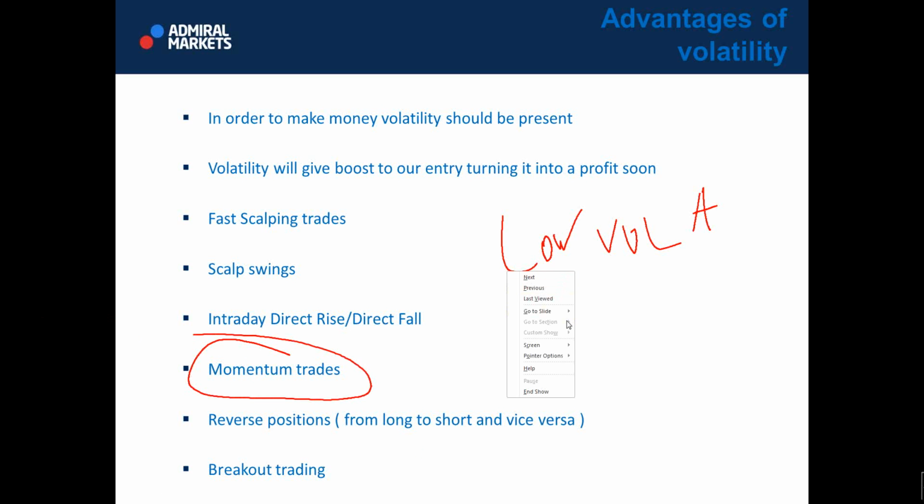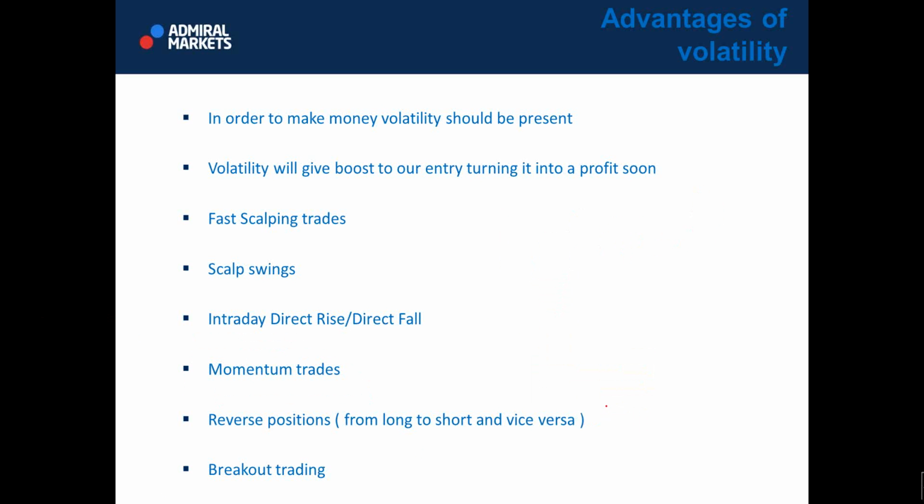Reverse positions from long to short and vice versa. If you take a long at the support, but you suddenly see that the price breaks through that support, you can go with trigger happy trading and then basically close your buy and open your sell. And usually your sell will go initially in some profit.